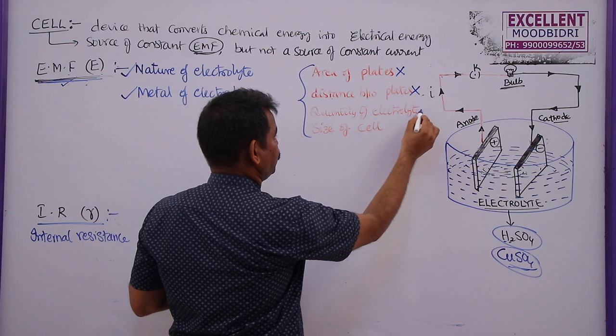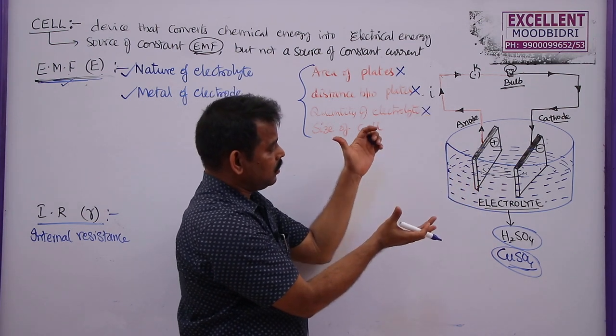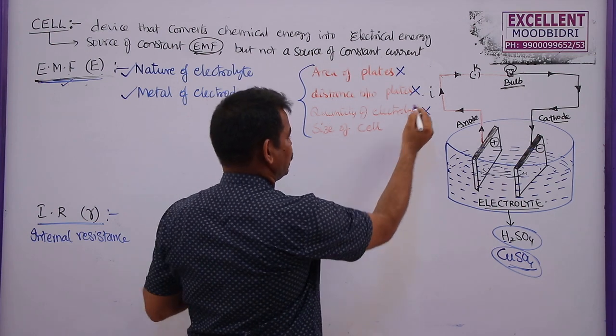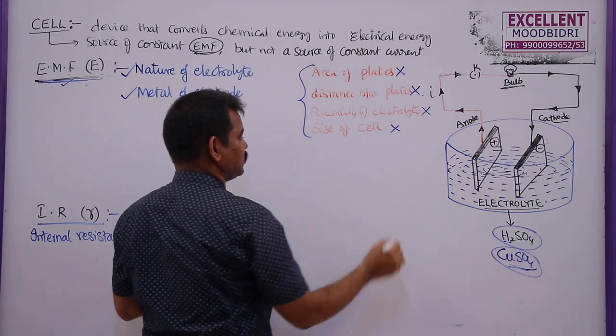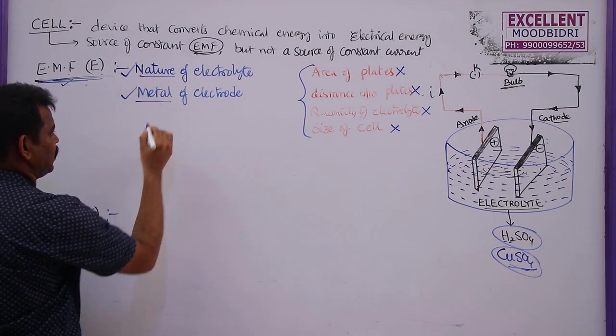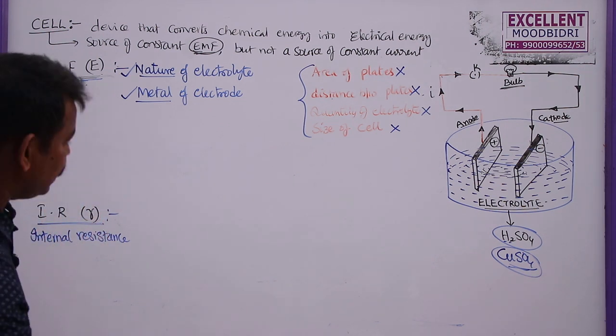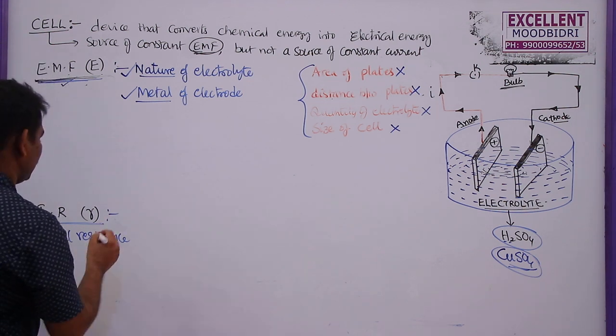The quantity of the electrolyte that we are using here, whether you are using 1 liter or 2 liters, is not a factor, and the size of the cell is also not a factor. So EMF only depends upon the nature of the electrolyte and the metal that we are using. But what about the internal resistance? What are the factors that can change the internal resistance of a cell?